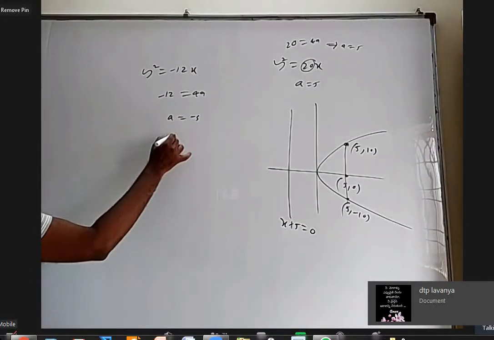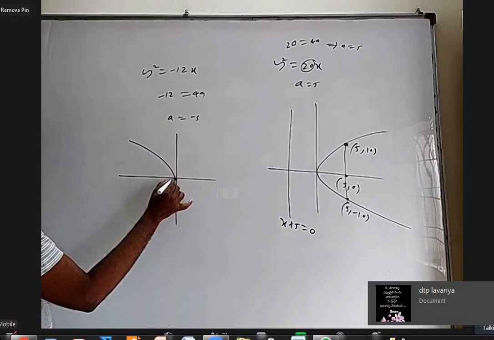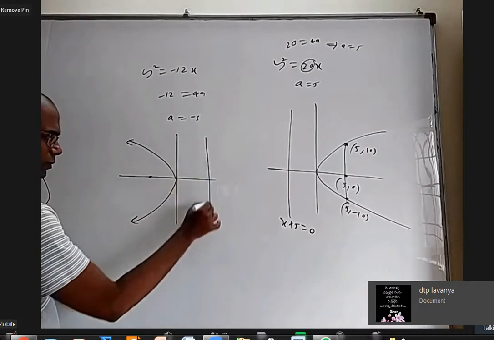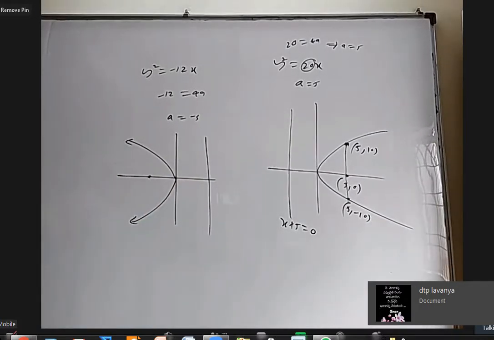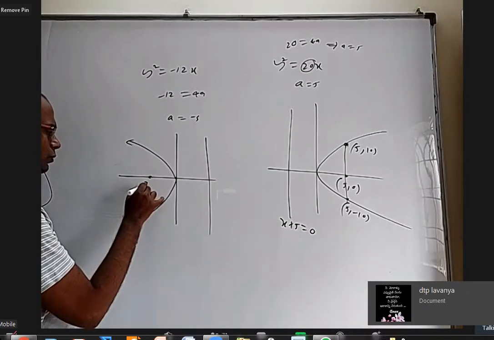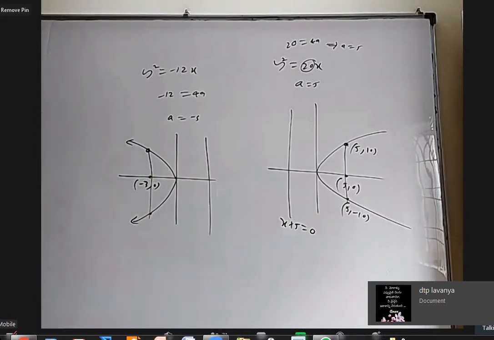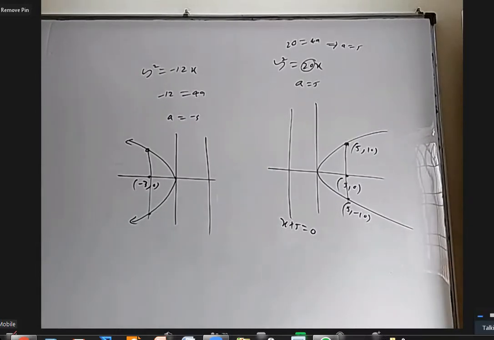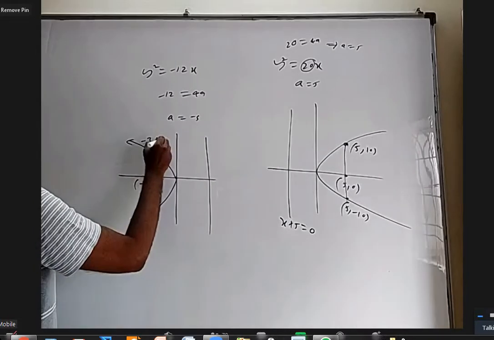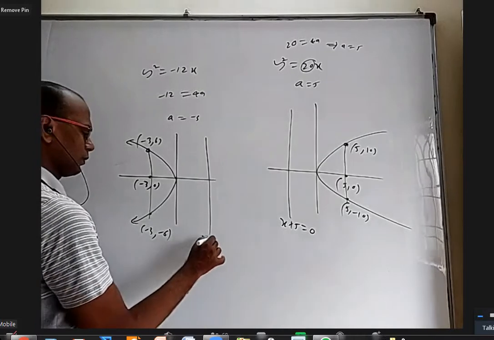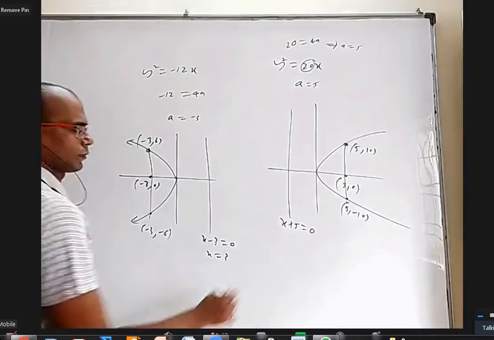Coming to this parabola, it will be opening towards left like this, and the focus will be here and the directrix on this side. What is the focus of this parabola? Minus 3, 0. And the ends of latus rectum here? Minus 3, 6 and minus 3, minus 6. And the equation of directrix? x minus 3 equal to 0, or x equal to 3.